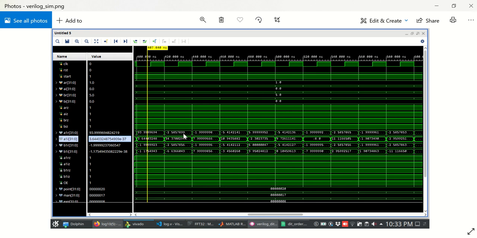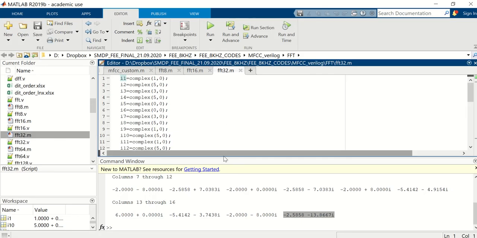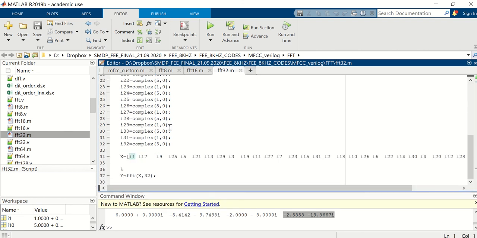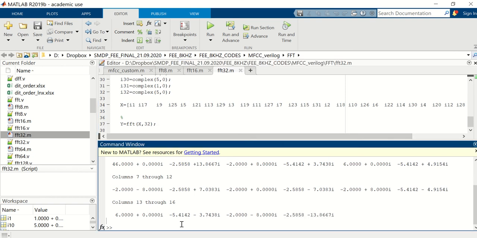So now let's see whether this is equivalent to the MATLAB simulation. Here I have taken the MATLAB module with the same set of inputs that I have given, for a direct FFT. So I'll just run this code.